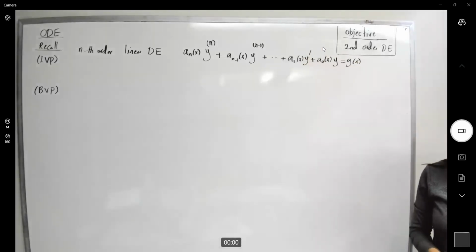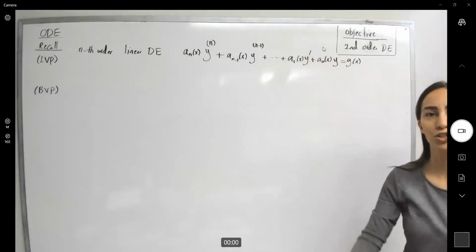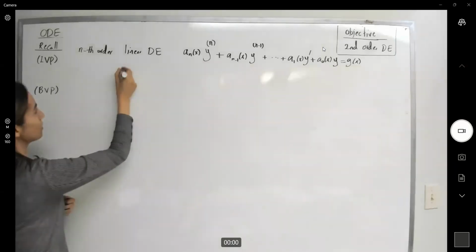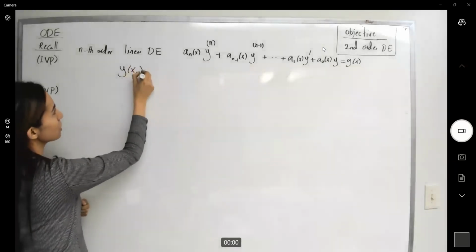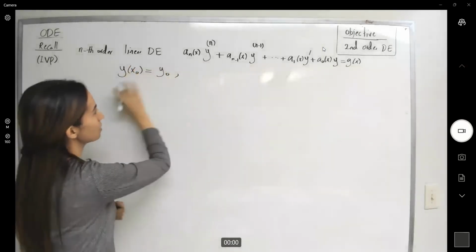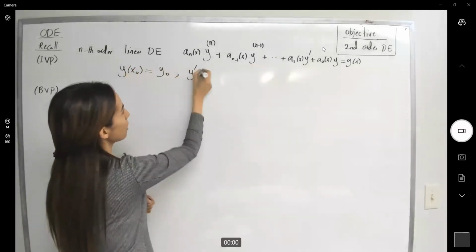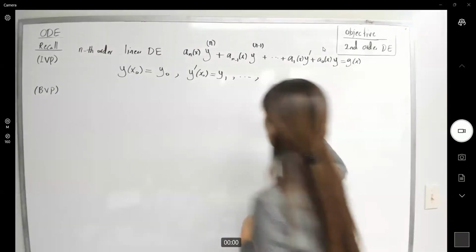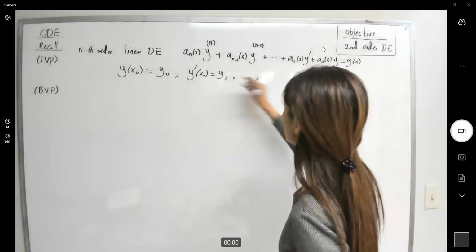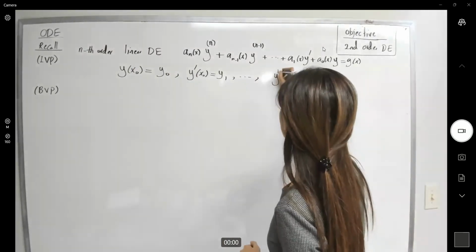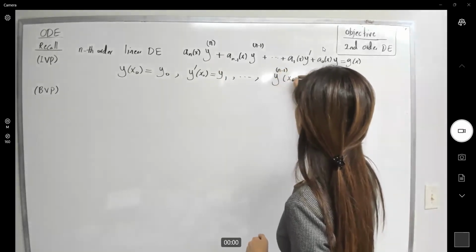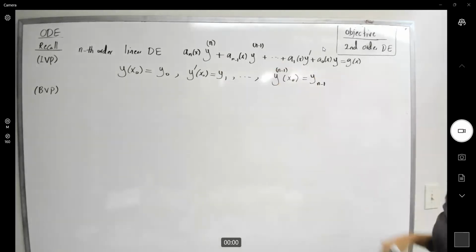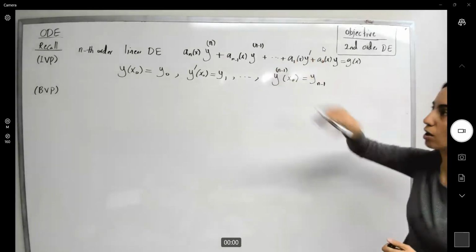If we are imposing some conditions, some constraints related to just one x value, like if we say, hey, y at x sub 0 is y sub 0. These are the conditions. y prime at x sub 0 must be y1. And the rest of the conditions, we can impose as many conditions as we want, depending on the derivative and the order. The (n-1)th derivative at x sub 0 is y_{n-1}. Then we call this an initial value problem. We try to solve this differential equation.